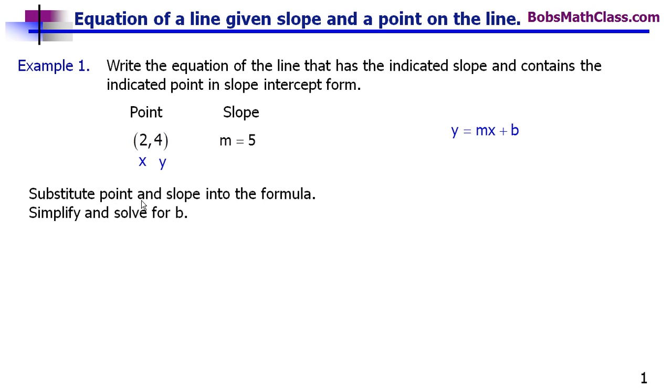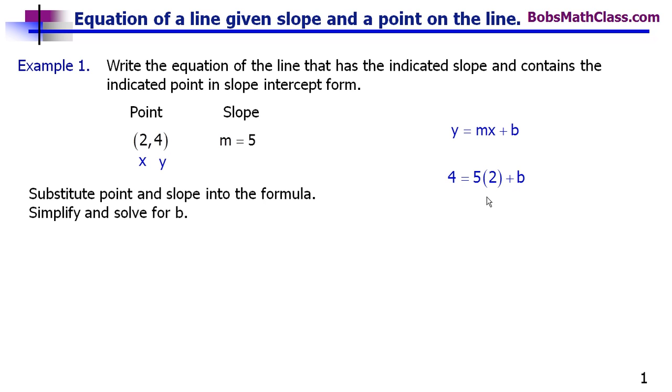We're going to substitute the point and slope into the formula, simplify and solve for b. So we're going to go back to y equals mx plus b. Replace the y with 4, m with 5, x with 2, and b, well, that's what we're trying to find out. So 4 equals 5 times 2 plus b.